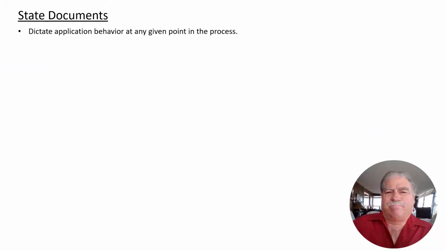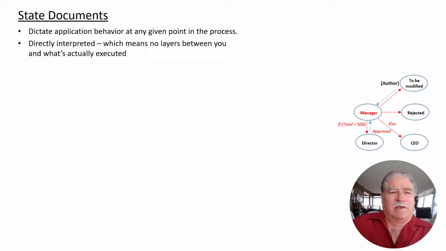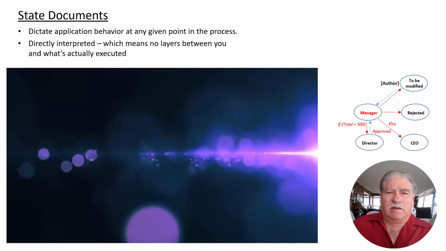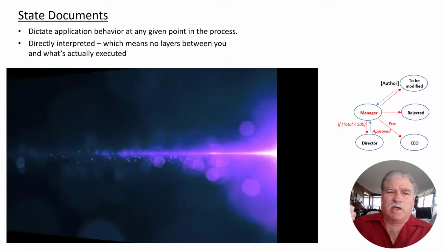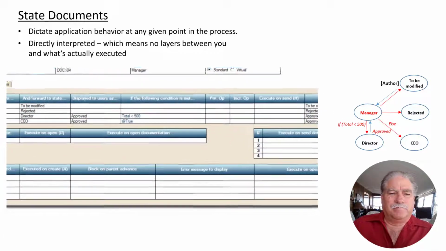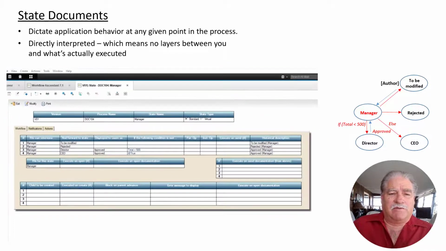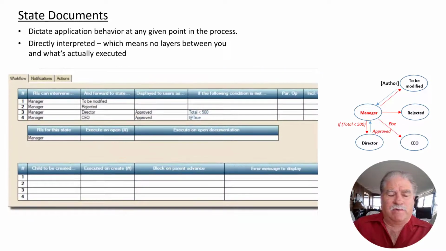State documents. We've looked at these throughout the various videos. They dictate application behavior. It's the absolute heart of Workflow Ascendant. Important to remember these are directly interpreted documents, which means there are no layers between you and what's actually executed, which is extremely valuable. So just reviewing some of the details, this is where we left off in the last example, the connection between IT professionals and Power Business users.